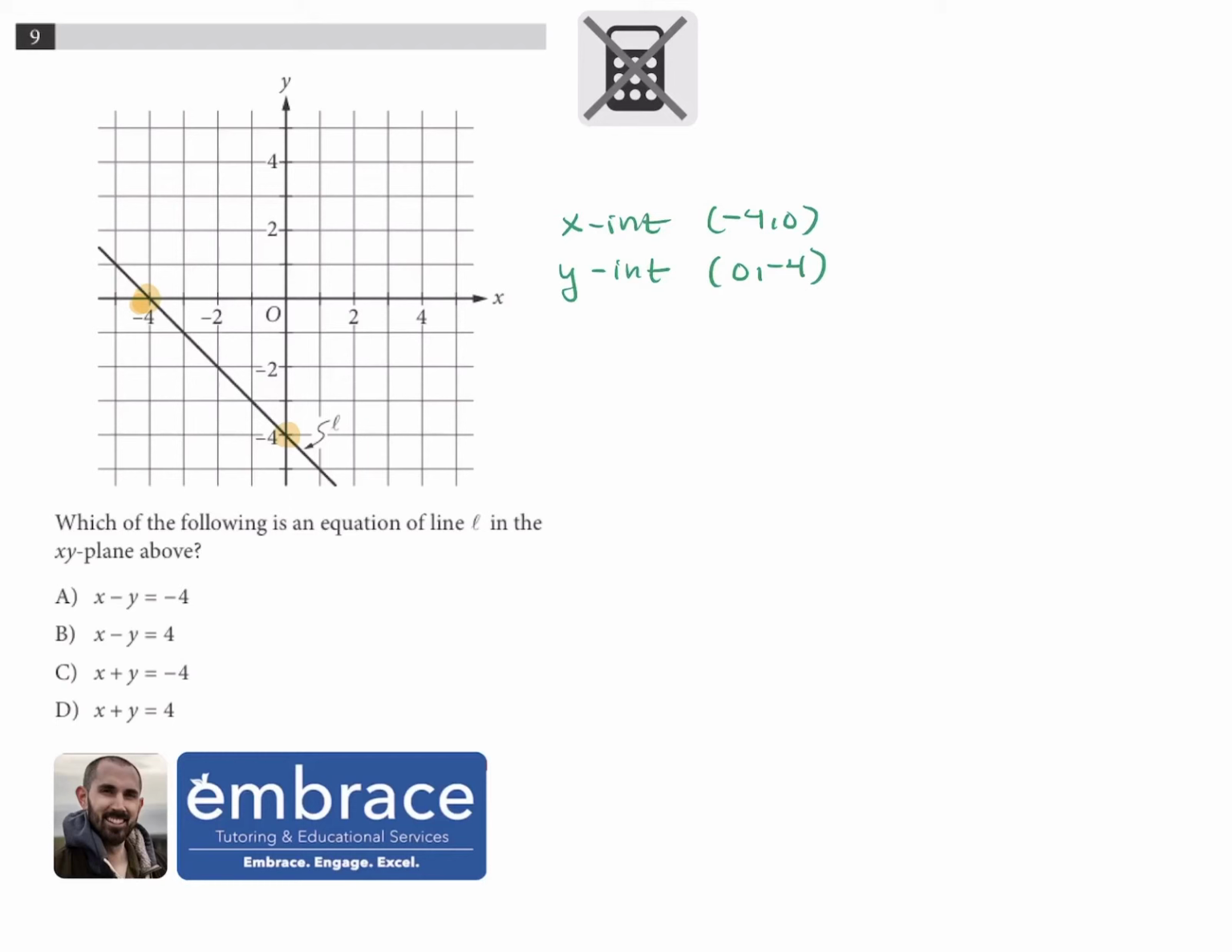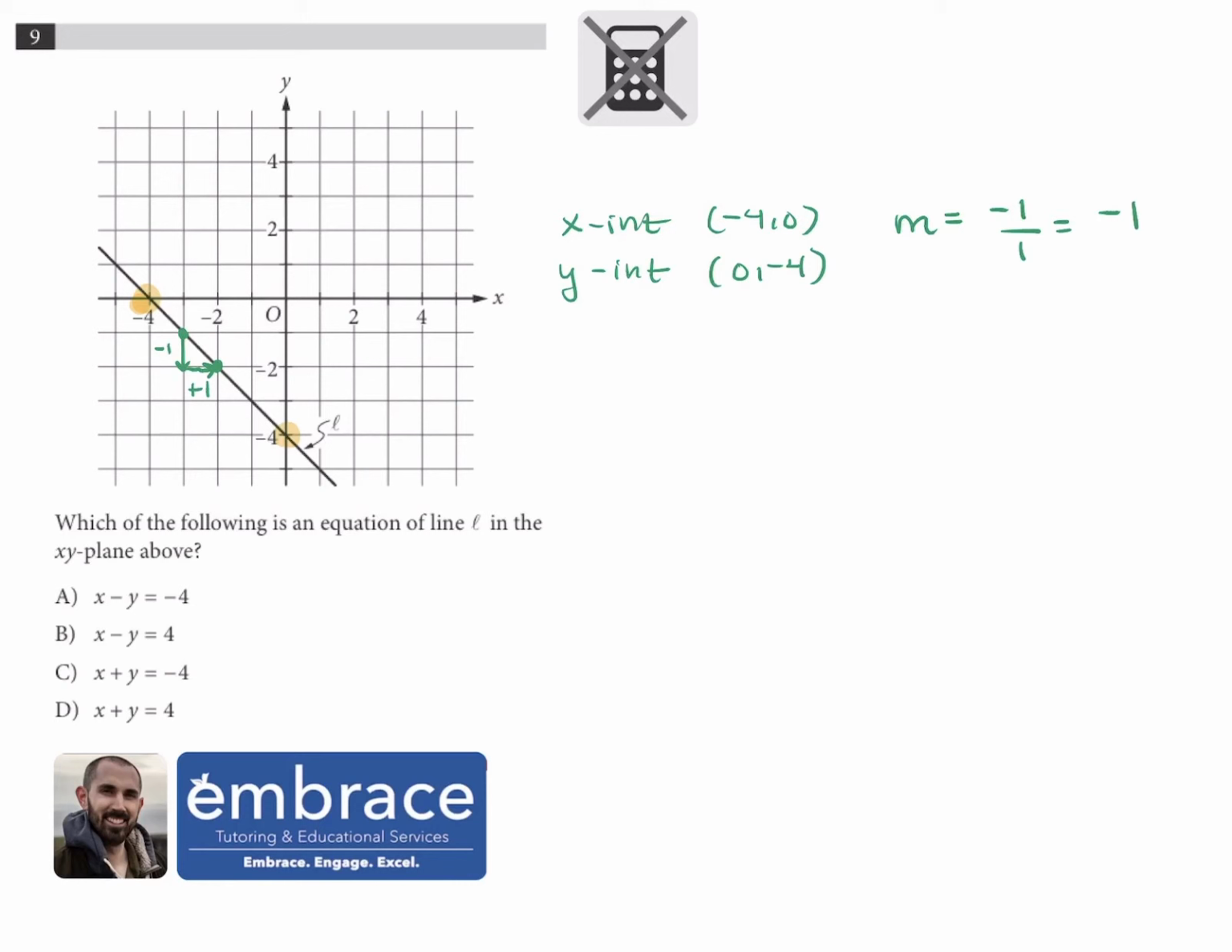Some other things we can get from this graph is the slope. The slope is the change in y, so how much y is changing. So if we pick 2 points, y goes down 1, which is a negative direction, and it moves right 1, which is a positive direction. So our slope is the change in y over the change in x, so our slope is -1.